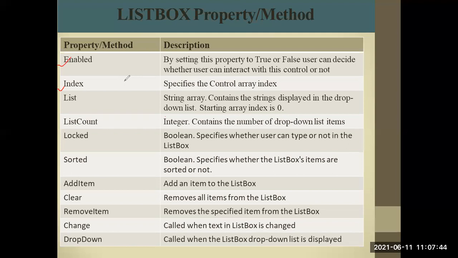Then List Count. It is an integer type. It contains the number of drop-down list items, that means how many items are available.